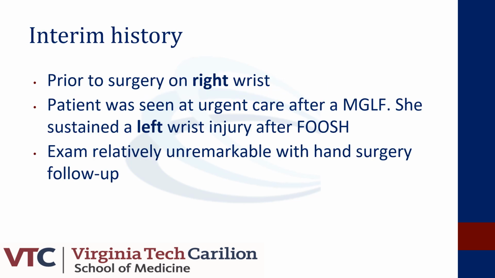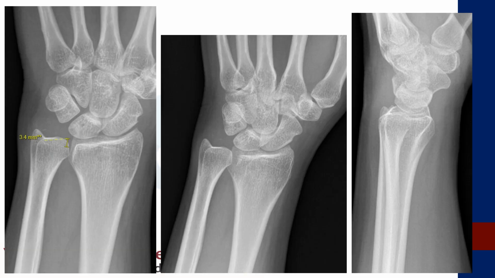Interim history includes that prior to surgery on her right wrist, the patient was seen at urgent care after a mechanical ground level fall. She sustained a left wrist injury after falling on her outstretched hand. Her exam was relatively unremarkable, and she was given outpatient hand surgery follow-up. However, x-rays of the left demonstrated 3 millimeters of ulnar positive variance and osteopenia and cystic changes to the lunate consistent with ulnar abutment, as she had on the contralateral side that she was initially complaining of.